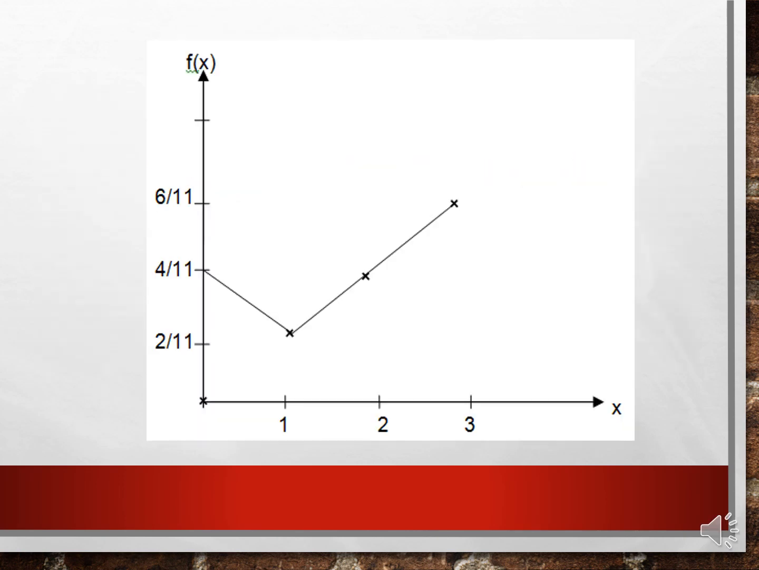So what you do next, you can plot this. Plot the points. For 0 just now, we have 4 over 11. For 1, we have 2 over 11. For 2, we have 4 over 11. And 3 is 6 over 11. And you join the points.